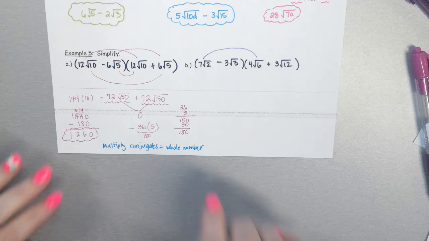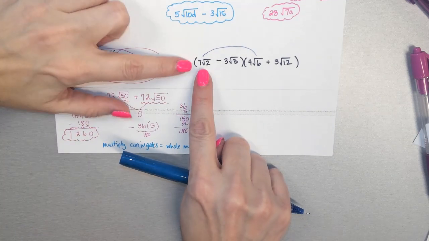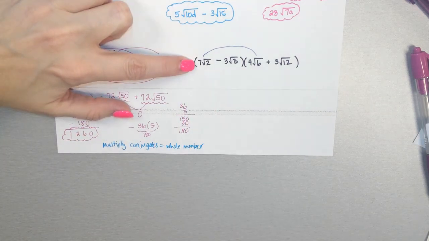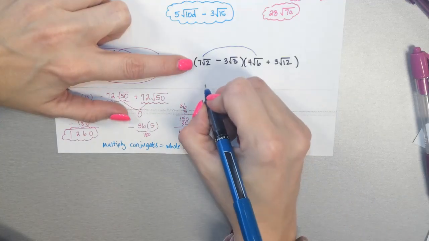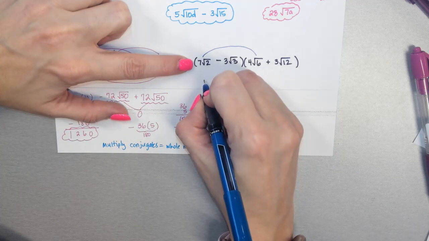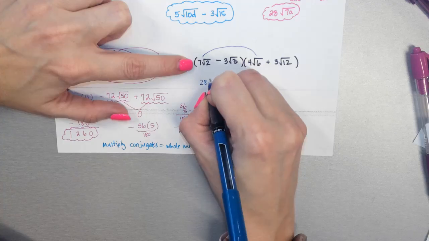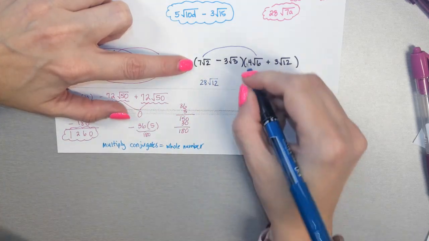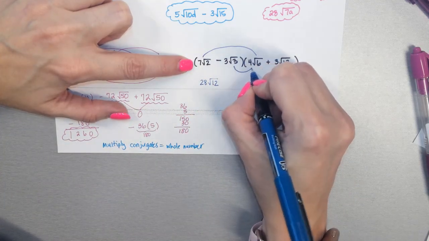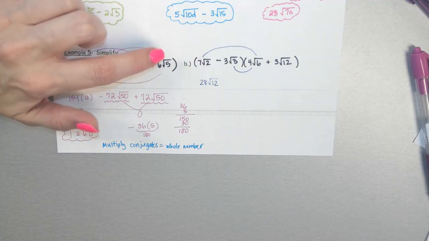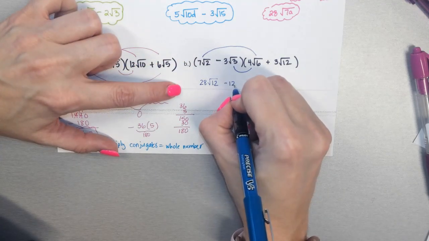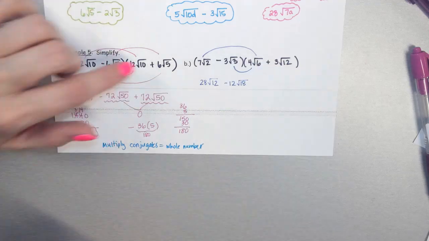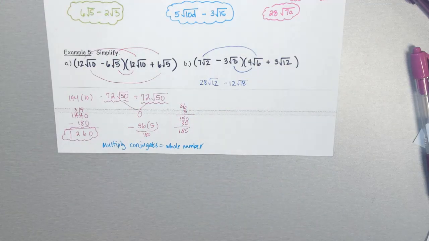All right, and then Carson, what'd you get when you did 7 root 2 times 4 root 6? 28 root 12. Great. All right, and then Ryan, will you tell me what you got when you did these two together? 12 root 18. Yep, make sure you have the negative on there, so negative 12 root 18.